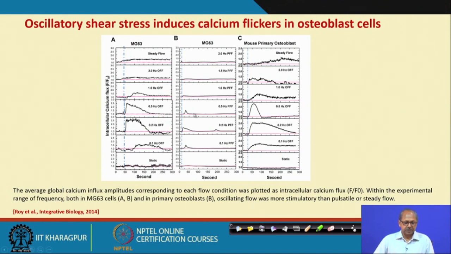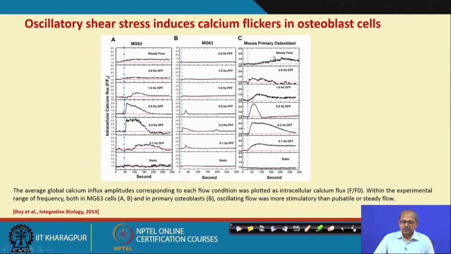If we go through the interpretation of the results, we are plotting seconds on the x axis, around 300 seconds of captured images, and on the y axis intracellular calcium flux, meaning F/F0, as I discussed. So, if you see in the case of MG63, if we give oscillatory fluid flow at 0.2 hertz, then the flicker concentration in terms of intracellular calcium flux is very high. In contrast, the same cell with different frequencies of pulsatile fluid flow shows very little calcium flicker concentration, at least at 0.2 hertz, and at others there is basically no signal.